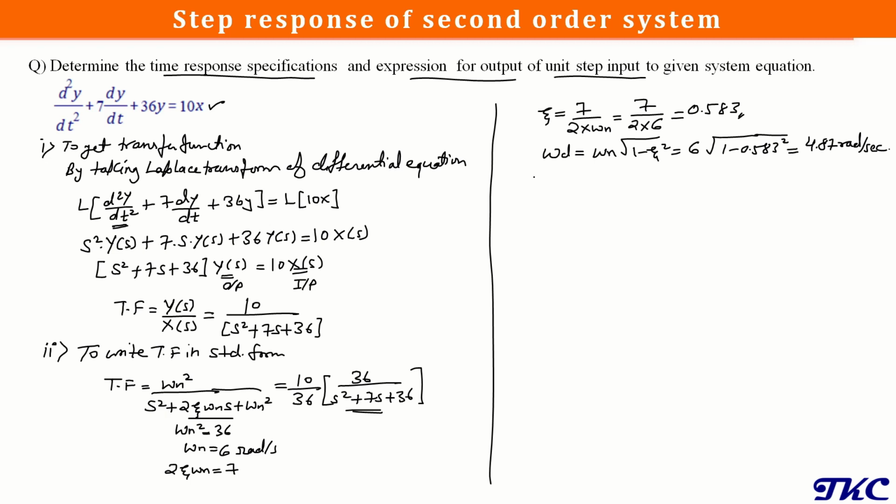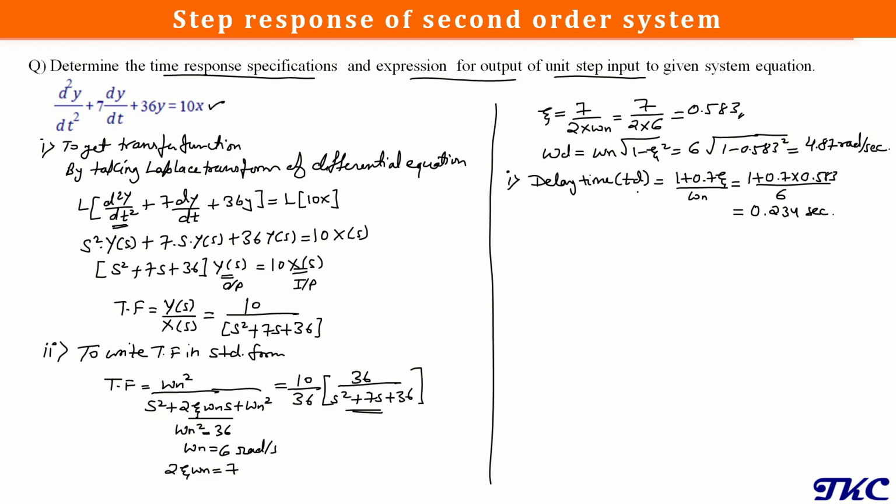After determining the natural frequency, the damping ratio and the damped frequency, now we can determine all the time response specifications. So let's find that. The first one is delay time, that is TD. It is given by 1 plus 0.7 zeta divided by omega n. We can substitute the values of zeta and omega n here to get the value of TD. So it will be 1 plus 0.7 into 0.583 divided by the natural frequency, which is 6. So we get this value to be 0.234 seconds.